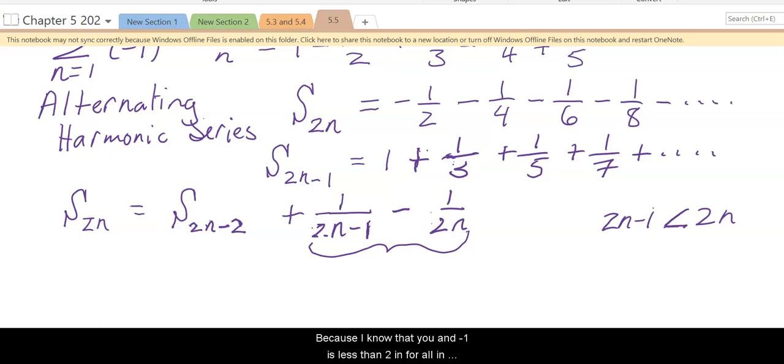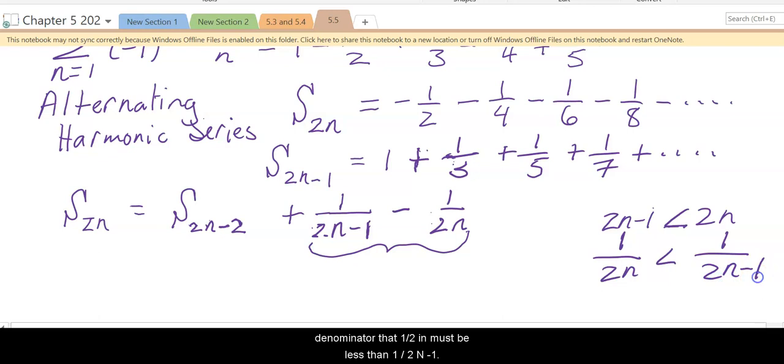Because I know that 2n minus 1 is less than 2n for all n greater than or equal to 0, then I can write that when I move each of these to the denominator, 1 over 2n must be less than 1 over 2n minus 1. In order to apply this step, I need to ensure that both 2n and 2n minus 1 are positive values, so I'm not dividing by a negative. In that case, I need to force n to be 1 or greater, but that is the condition on our original series, so I'm fine.